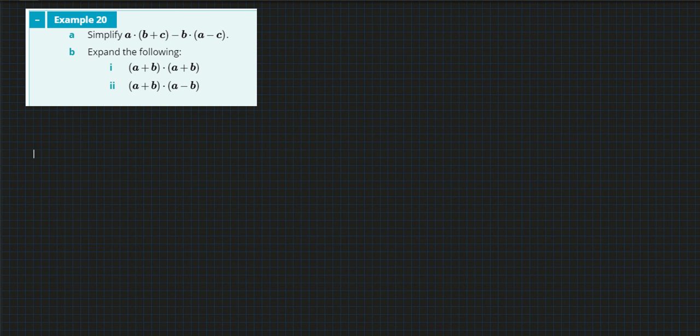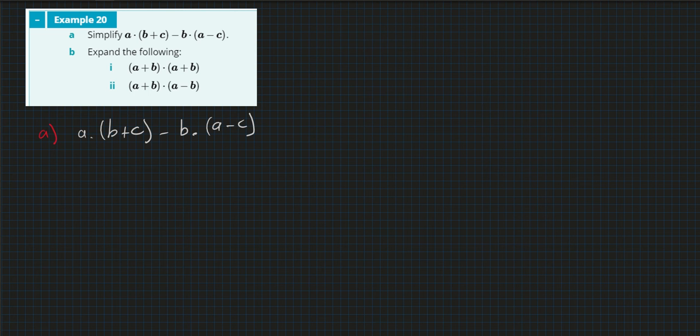In example 20, we're going to apply some of those properties of the scalar product to simplify these expressions. All right, so let's have a look at question A. Question A is asking us to simplify this, so I'm just going to use the distributive property of it. And in this question, I'm not going to do the underlines because there's too much algebra to do, okay?